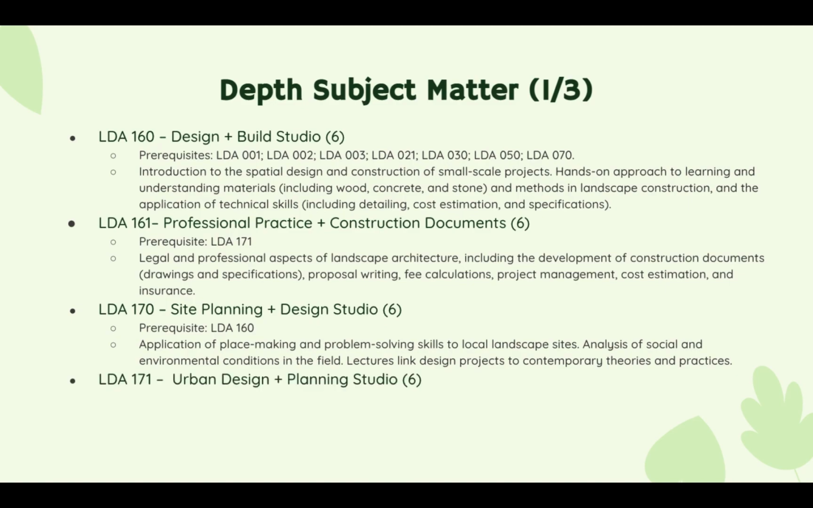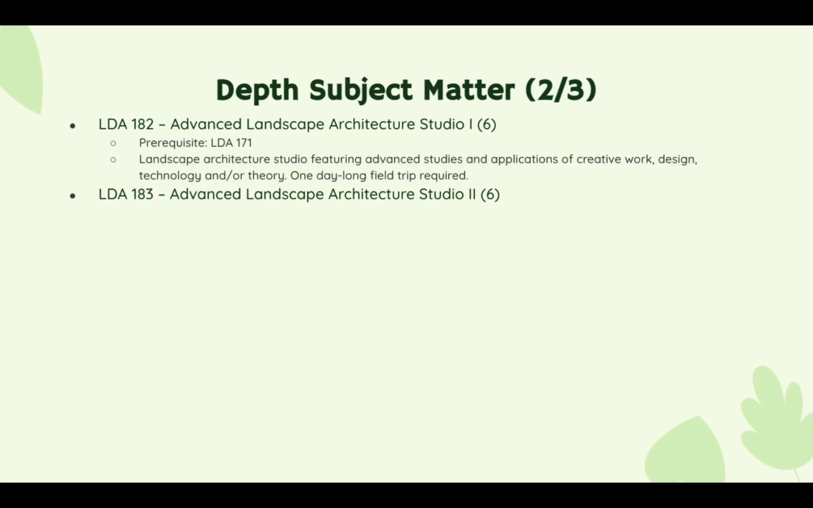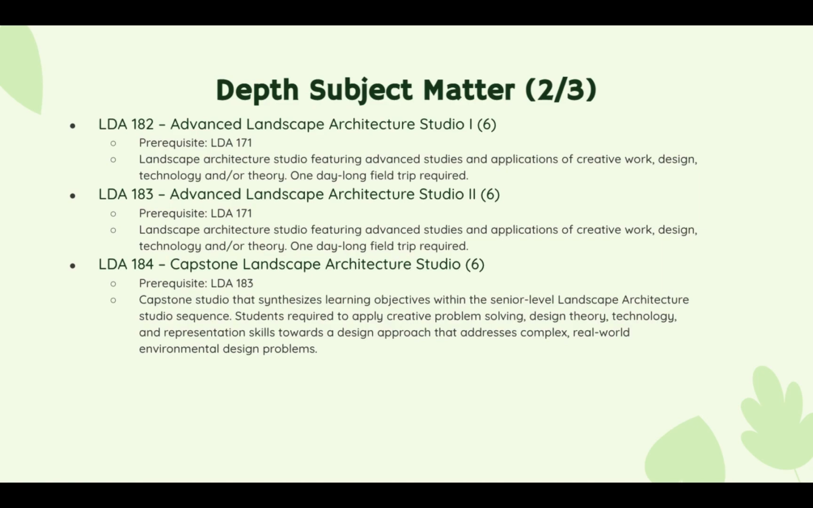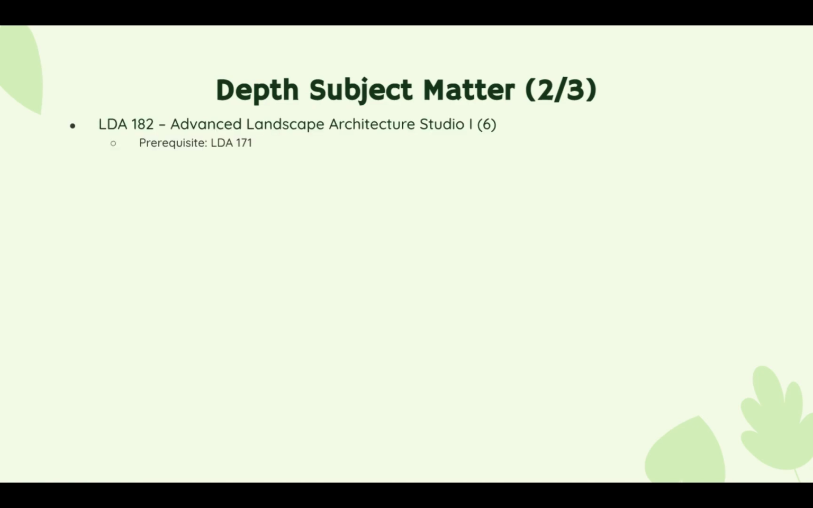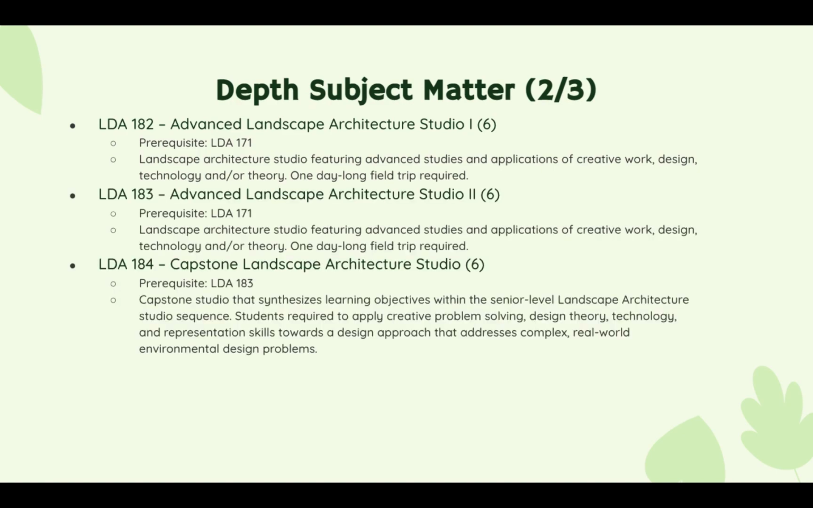Meanwhile, LDA 171, the Urban Design and Planning Studio, hones in on skills learned in 170 to design for large-scale urban sites, like cities. LDA 182, 183, and 184 are senior design studios that apply all the principles of landscape architecture learned in previous coursework. Students merge their knowledge of LDA into several projects throughout the quarter to problem-solve design problems, fine-tune graphic representation skills, and work independently and in groups to complete several projects throughout the quarter.